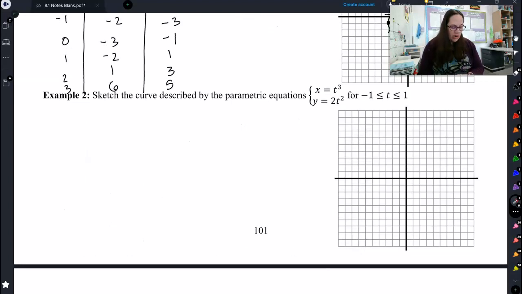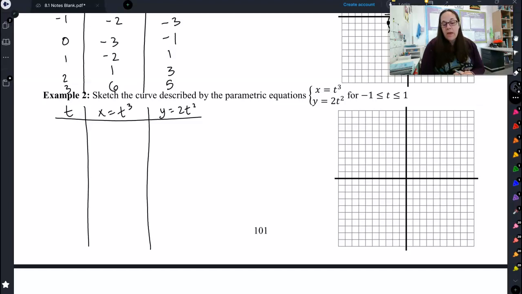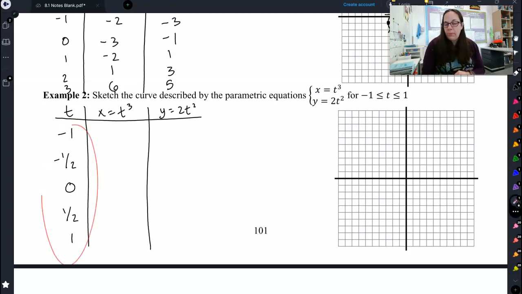So let's have you try this next one. Make our t-table. X is t cubed this time, y is 2t squared. My t-values only need to go from -1 to 1. So I'm going to include a point in the middle there just to give me a little more detail. 3 points isn't a whole lot of detail to see what's going on here. So we'll do a point in the middle. You can do multiple points in the middle if you'd like, whatever you want. So what I'd like you to do is pause the video, plug these into my equations, graph them here, see what it looks like, and don't forget to draw your arrows.